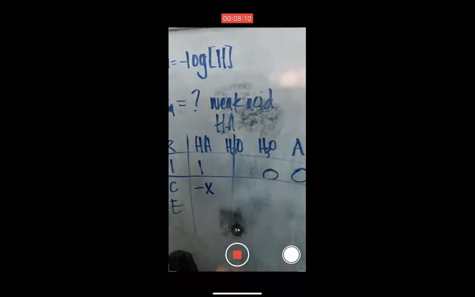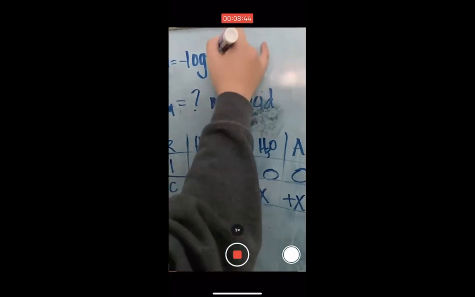But H3O, its coefficient is also 1. But is it a reactant or a product? H3O in this case is a product. So it's going to be plus X. And same thing for A, plus X. Now, do we know anything about equilibrium? Well, we know the pH, right? So we know the pH and the H, we can calculate for the concentration of H.